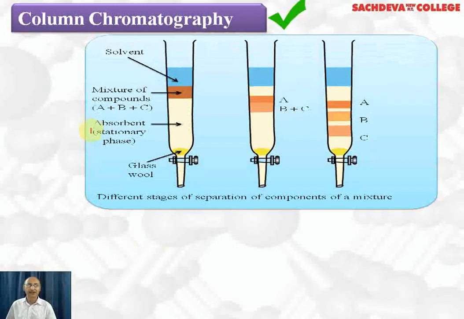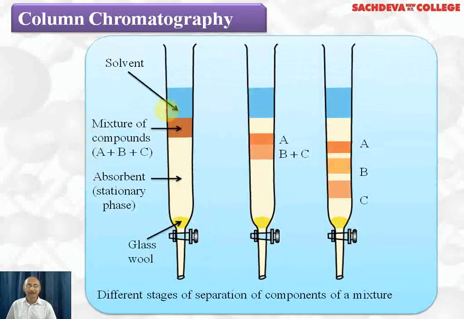First, we are taking column chromatography. The column is similar to that of a burette, but its diameter is comparatively large. This stopcock is there in a burette. So burette, all of you must have seen. So if you imagine the burette with bigger diameter, you can very well imagine what a column is.